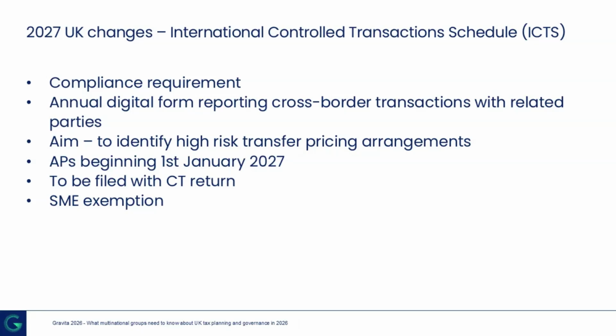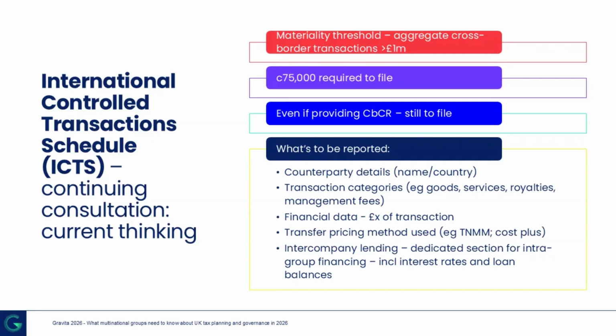So there's a bit of a theme here. One can only imagine the tax that they may be wishing to take under transfer pricing. This is scheduled to apply to accounting periods beginning after the 1st of January 2027. And this ICTS will be filed with the corporation tax return. Now, thankfully, for those who are operating in the SME exemption for transfer pricing, you can breathe a sigh of relief and you don't have to worry about it because you'll be exempt.